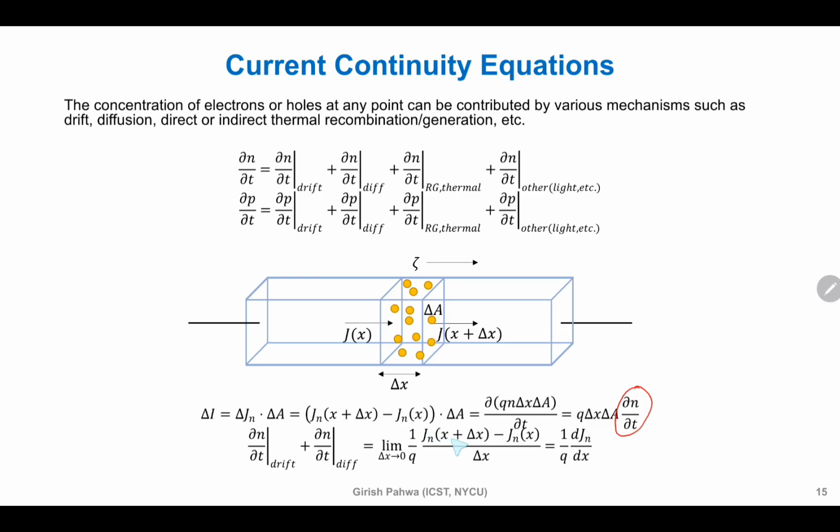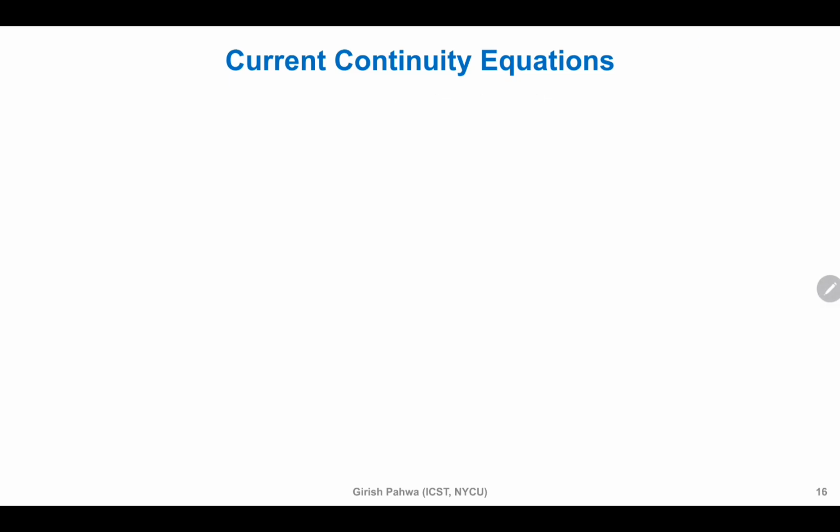What is it equal to? Jn at x plus delta x minus Jn, divided by delta x, divided by q. Delta x tends to 0. And what is the definition of this if delta x tends to 0? This will be 1 by q into dJ by dx. So the buildup of electrons at a particular point will depend upon the gradient of current. If there is a gradient in current, it means the current is not the same, so there will be some buildup of electrons.